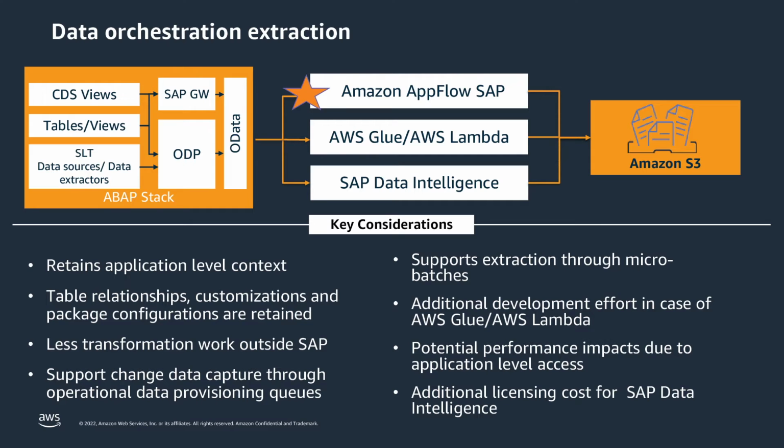In a quick summary, when we last recorded the video with the Amazon AppFlow SAP OData connector last year in August, we talked about the data extraction using the SAP gateway that you can see here on the side of the ABAP stack, where you can extract tables, views, or CDS views using the SAP gateway and OData. With the new functionality of Amazon AppFlow now fully supporting ODP extraction, you can also extract various data sources or data extractors from BW, or use SLT to extract your data. Just a quick recap, by leveraging the data orchestration method, you're able to retain your application level context, which means that you keep your relationship to the table as you're extracting from the SAP application layer. It also provides the benefit of less transformation work outside of SAP and fully supports change data capture through the operational data provisioning queues, or CDC.